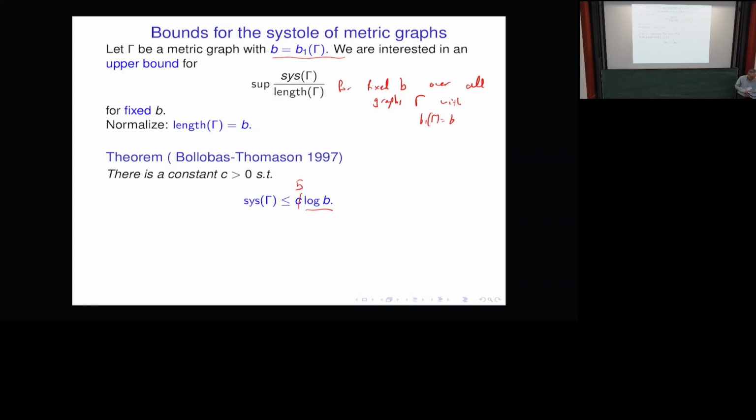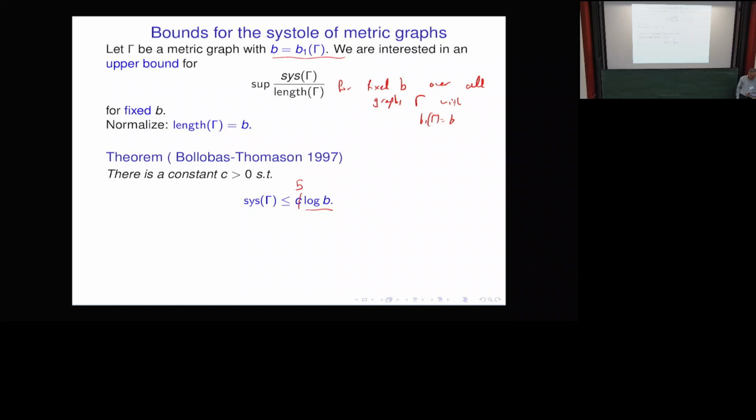So it's like before with surfaces. I mean, when we take the systole, we want this to work for every Riemannian metric, right? So now we want it to work for every metric on the graph, but we fix the topology of the graph. Okay, now I want to see what happens as the topology gets more complicated.